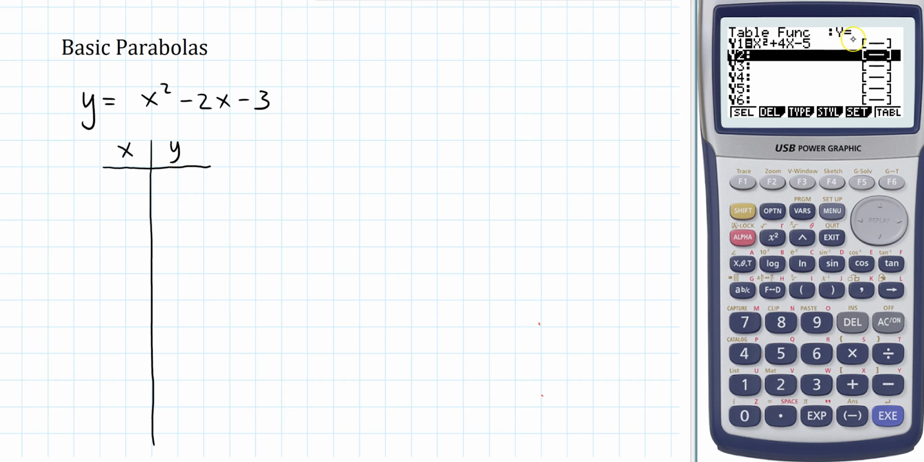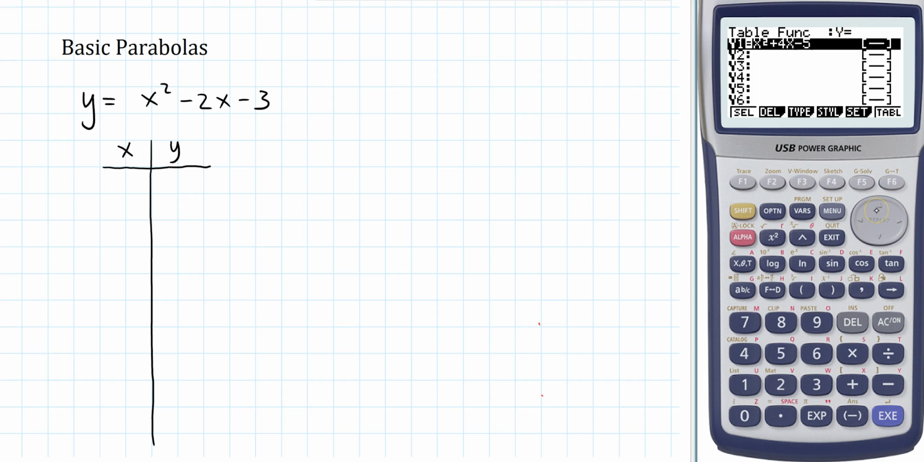If it doesn't say y equals, then go to the F3 button, which is the type of equation, and you can write the equation in different formats over here. We're concerned about writing it as y equals, so I'd press the F1 button, and then you will see we've got y equals up top over there.